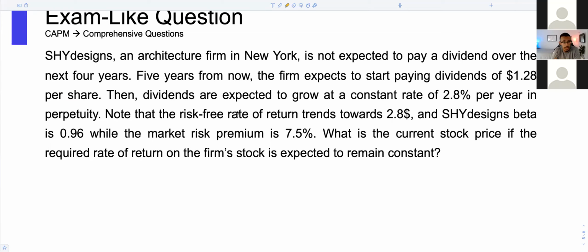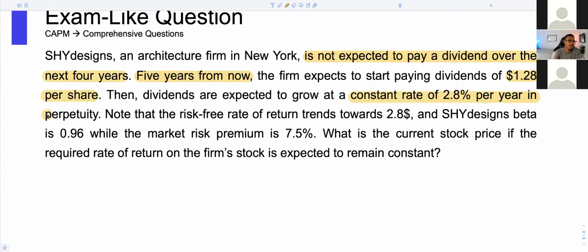Shy Designs, which is an amazing architecture firm in New York, is not expected to pay a dividend over the next 4 years. That's pretty interesting stuff. So no dividends for the next 4 years. And then 5 years from now, the firm expects to start paying a dividend of $1.28 per share. Then dividends are expected to grow at a constant rate of 2.8% per year in perpetuity.